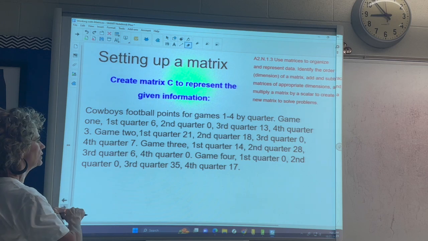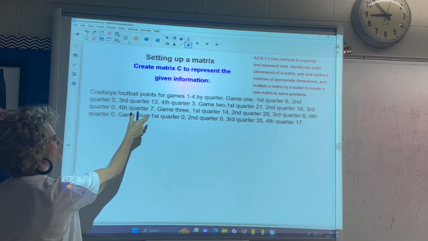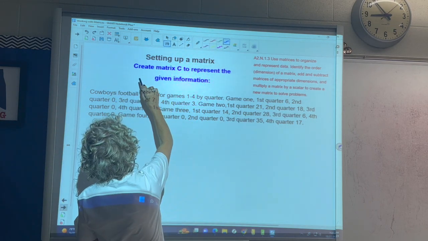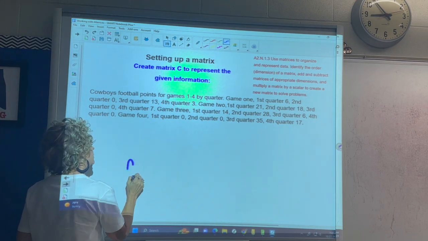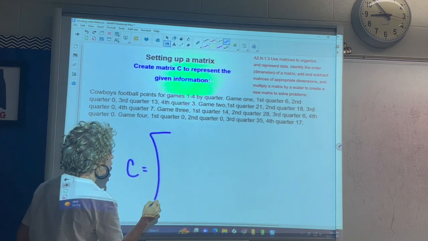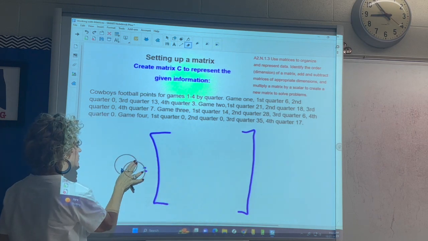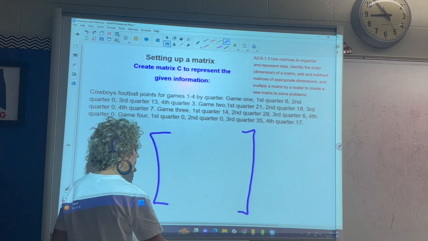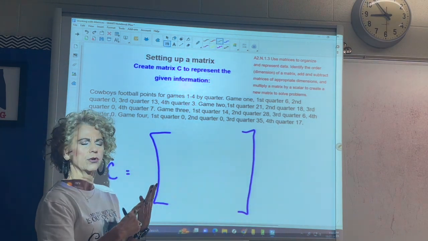So what we're going to do, and I have this information, and I've written it down, but I also made it a little smaller up here. But all the information is the same. I'm going to create matrix C. Again, we've already had the lesson. C equals. This is my matrix. And I'm going to open up my matrix. Now, just for your benefit, we generally wouldn't do this, we would just have C equals. But I'm going to show you, I have 4 games and 4 quarters.